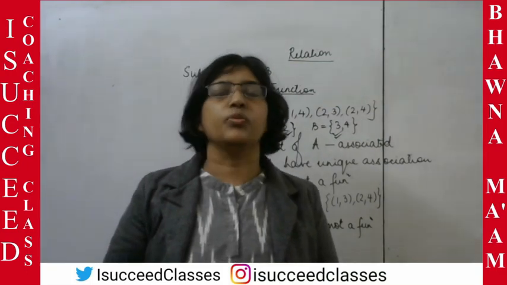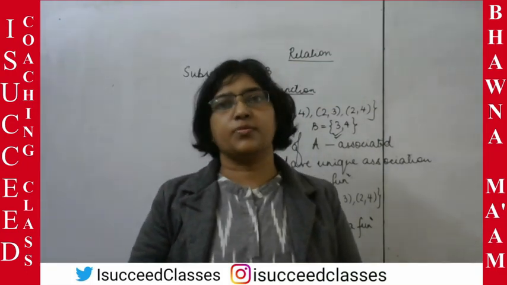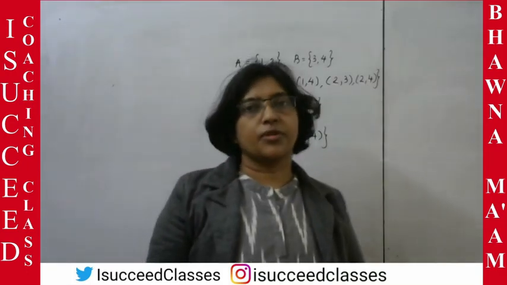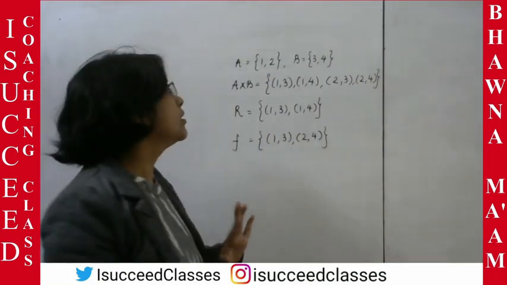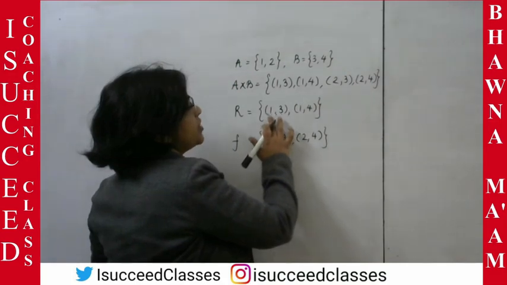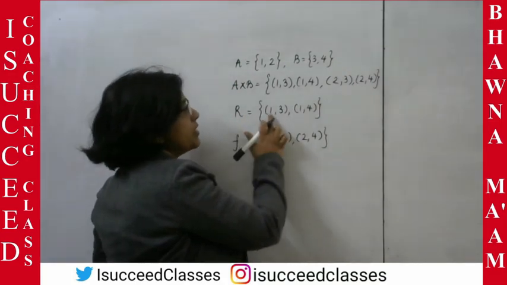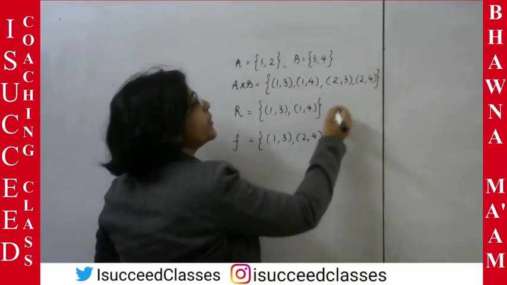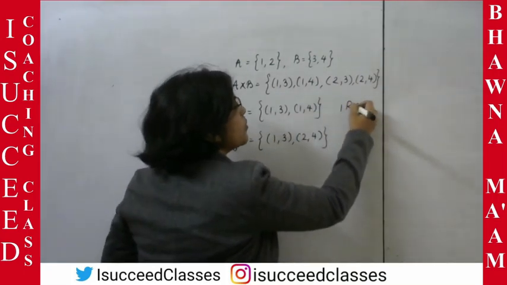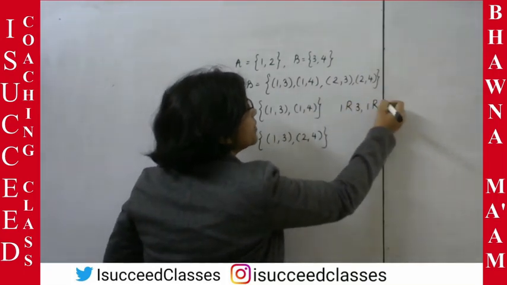Now let's see the various special types of functions. I have written the same example here to see how we write a relation. Suppose R is a relation, I have taken an example, it can be written in this form, as an ordered pair, and can also be written as 1 related to 3 and 1 related to 4.